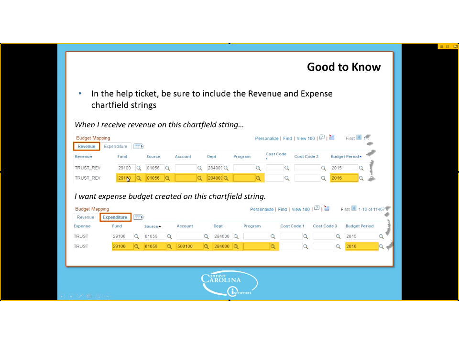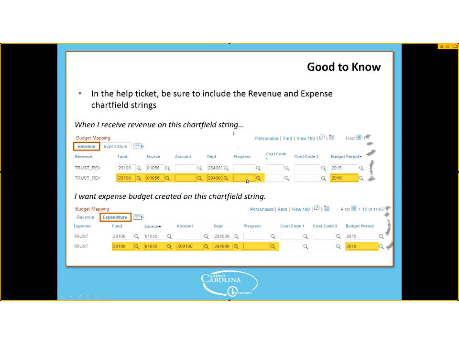So let's look at this one for a second. So this is saying when I receive revenue on 29,100 and source 01056 for department 284,000, I want budget to come over here on 29,100, same source, account 500,100, and department, okay? I don't want to use a program. So that's what this means.